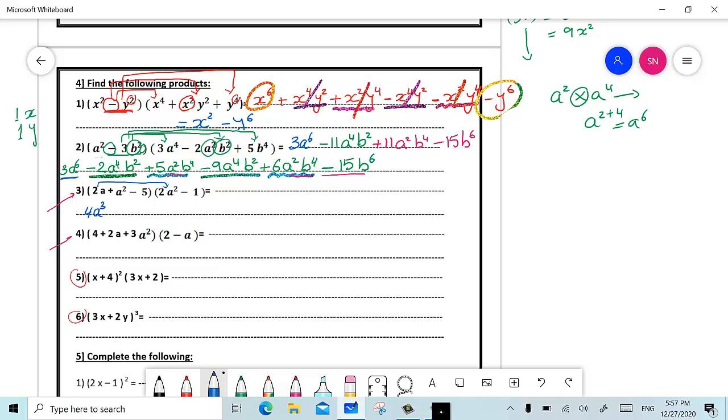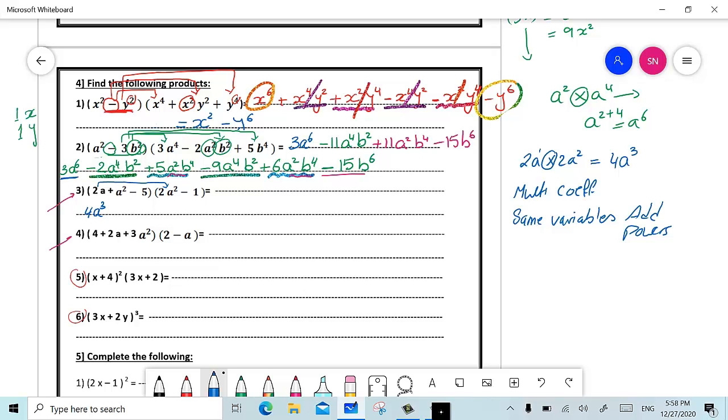Again, since I'm multiplying 2a times 2a to the power of 2, and the operation is multiplication, I multiply the coefficients, which is 2 times 2 equals 4. And if I have the same variables, I add the powers. So here I have a to the power of 1 and a to the power of 2. So a to the power of 1 plus 2, which is a to the power of 3.